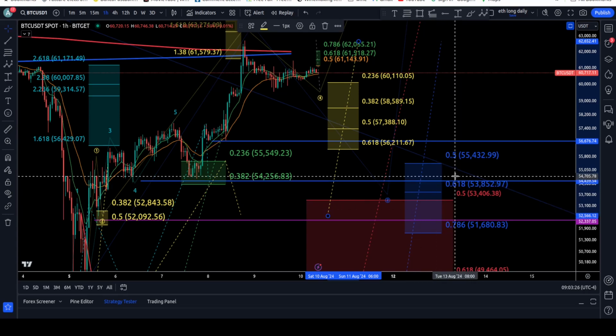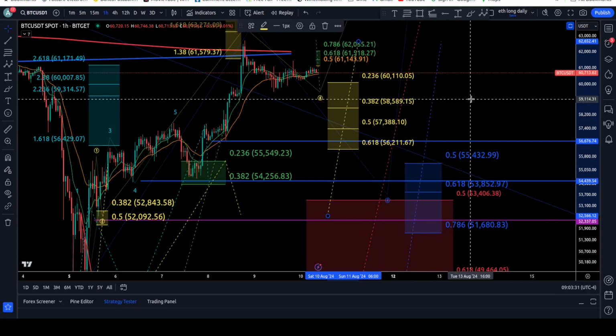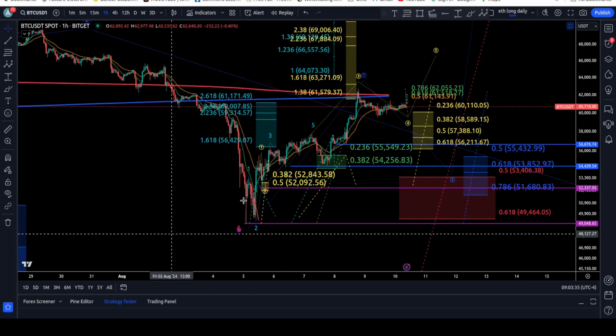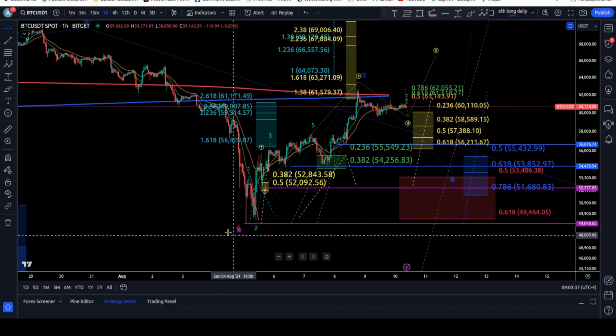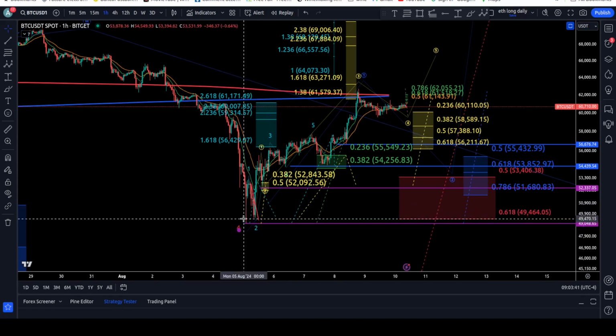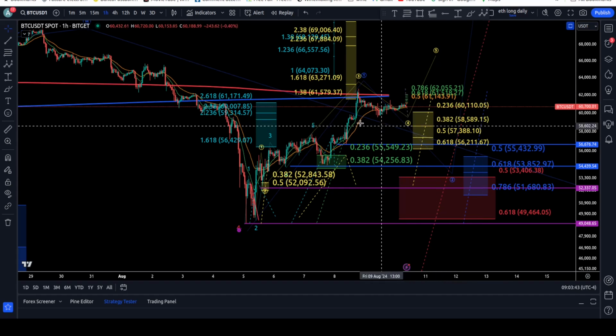So up to 51,680, I'm still bullish, and I'm taking, not for granted, but I'm looking for this level here as the low of the wave 4, and we are working on this fifth wave now.